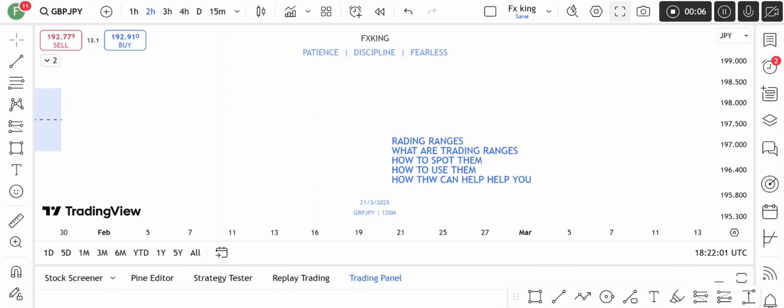So in this session, we are going to be talking about trading ranges. We'll be going through what trading ranges are, how to spot them on the charts, and how to use them. We'll also be going over how trading ranges can help you overcome some challenges you may have been facing in your trading journey.